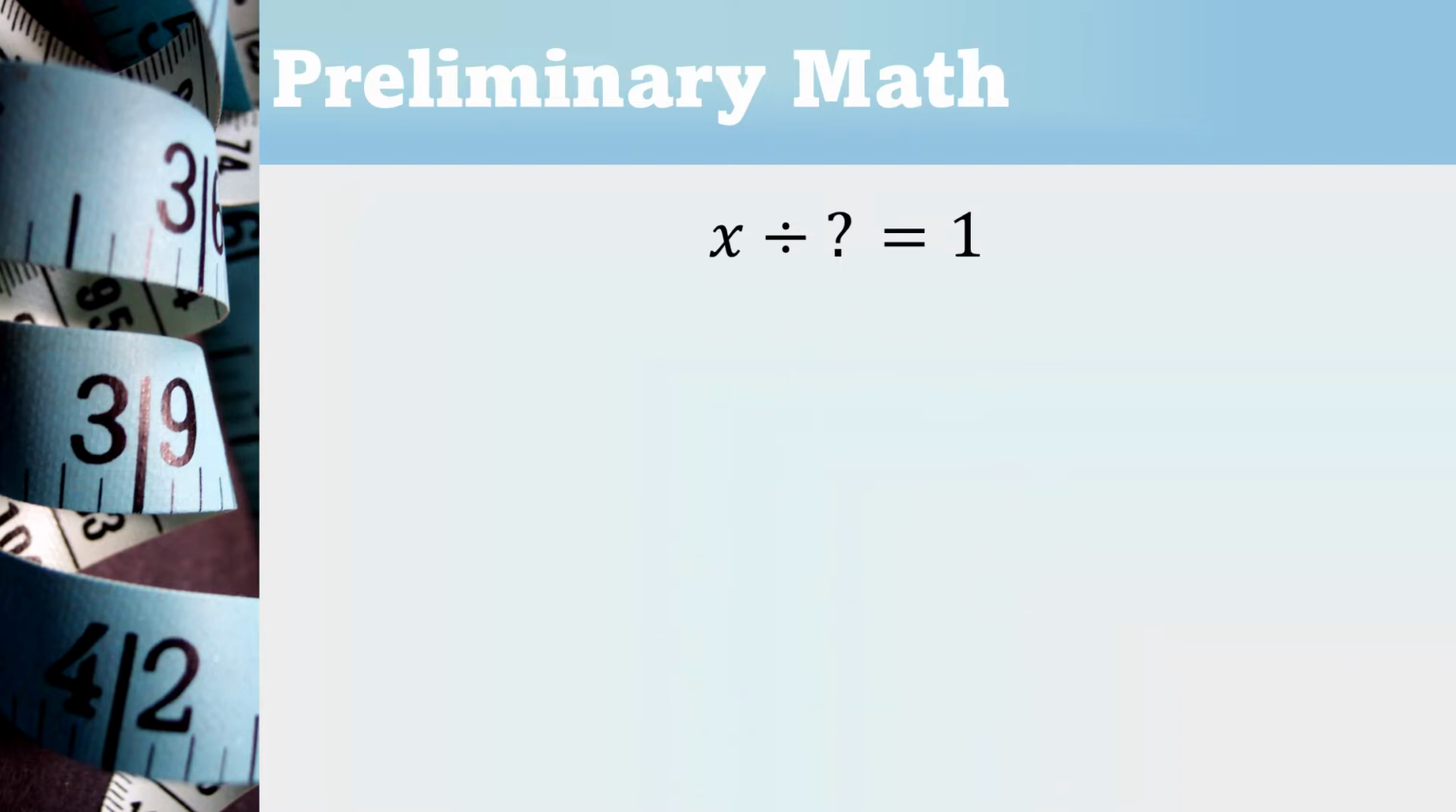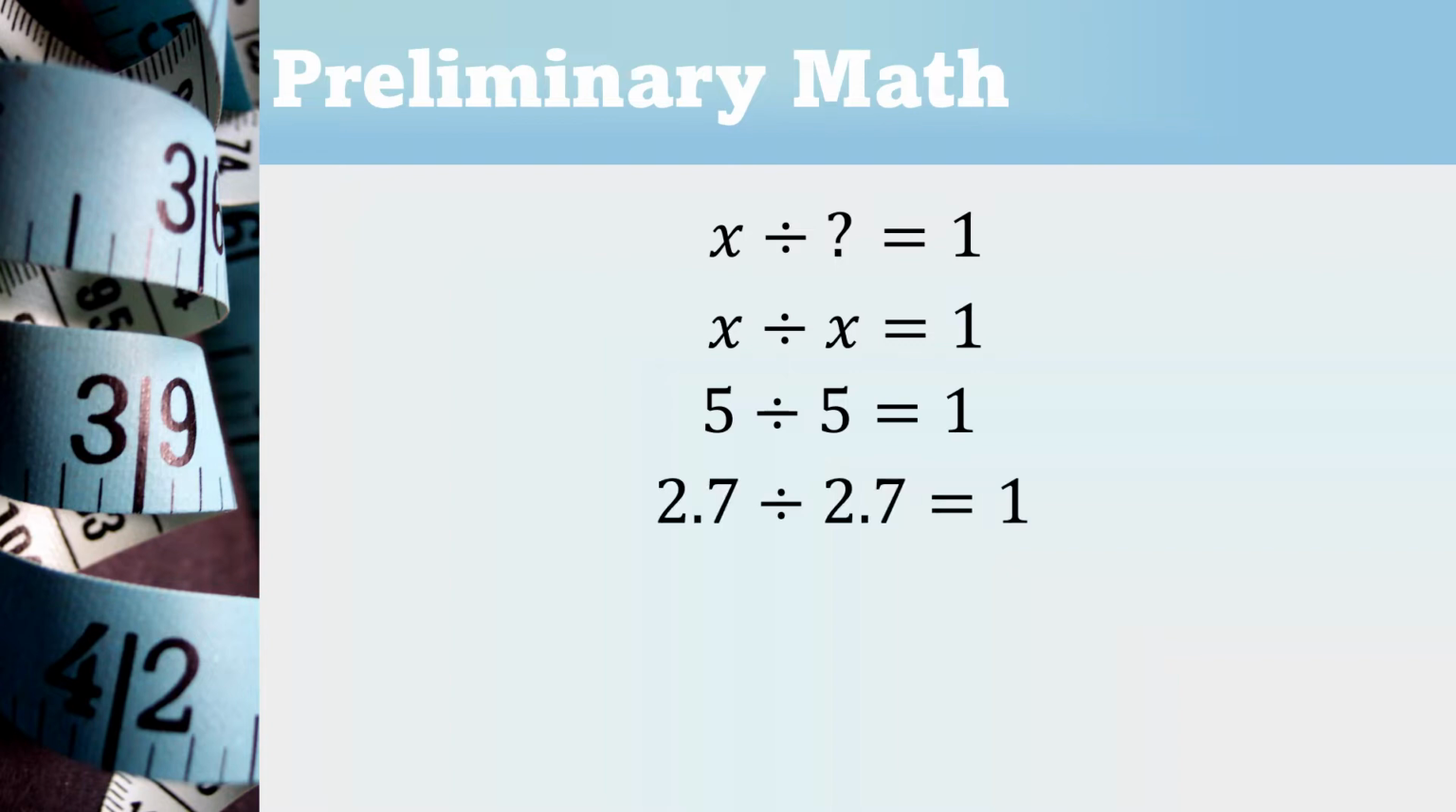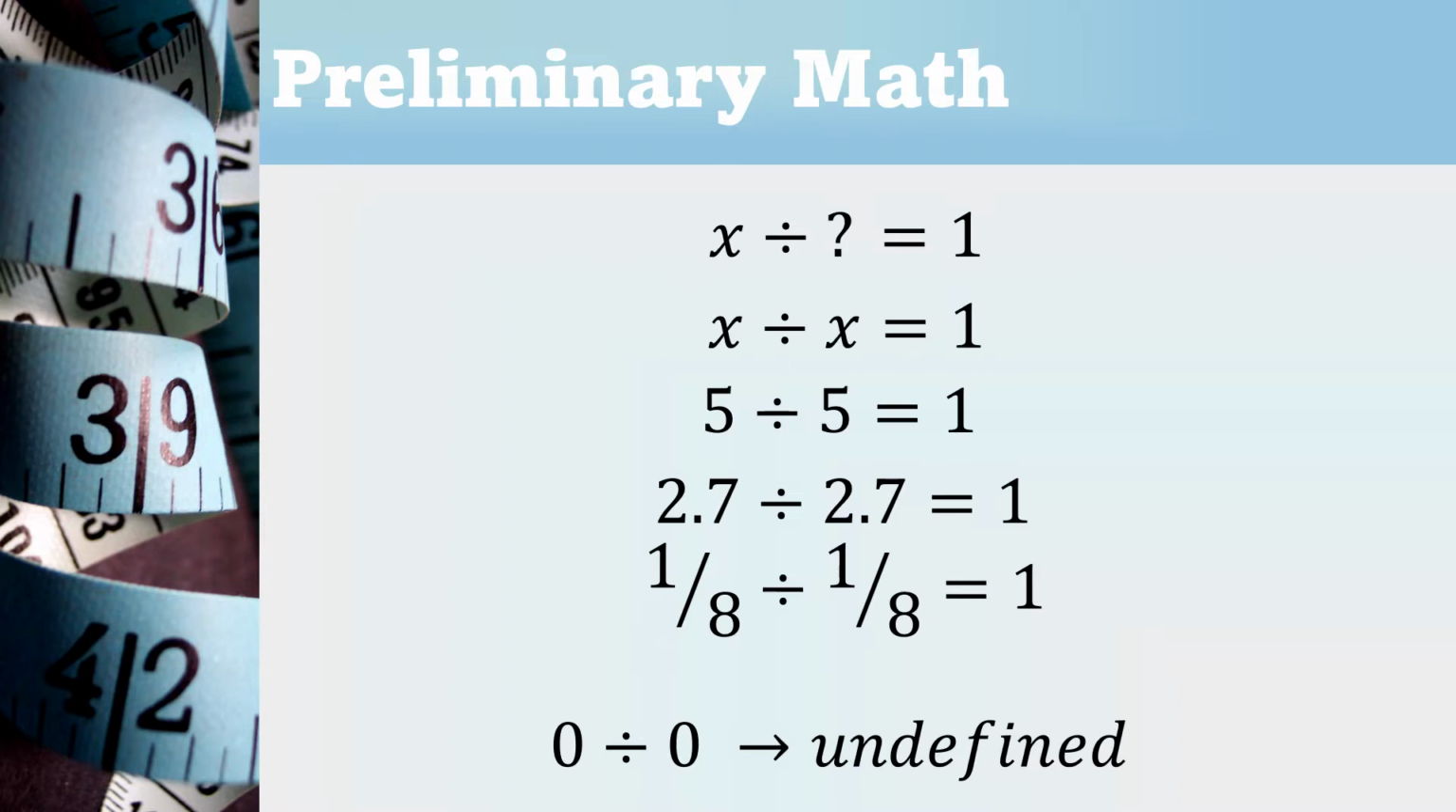What can we divide a number by if we want to end up with an answer of 1? We divide it by itself. X divided by x equals 1. 5 things split into 5 piles equals 1 thing per pile. 2.7 divided by 2.7 equals 1. 1/8 divided by 1/8 equals 1. The only exception to this rule is 0, because 0 divided by 0 is considered undefined. But that's not going to affect us. All we need to know is that something divided by itself will equal 1.